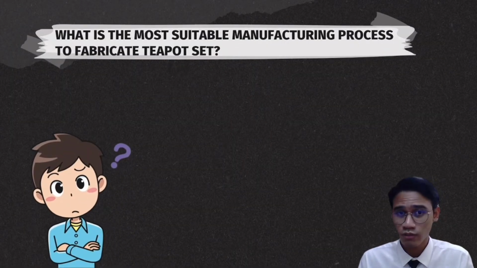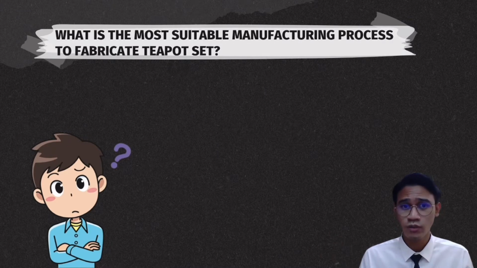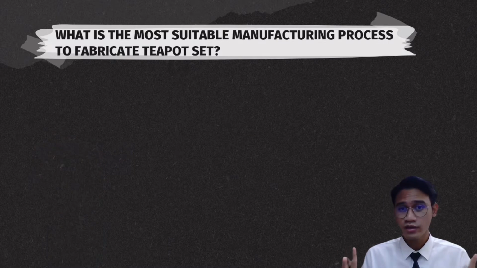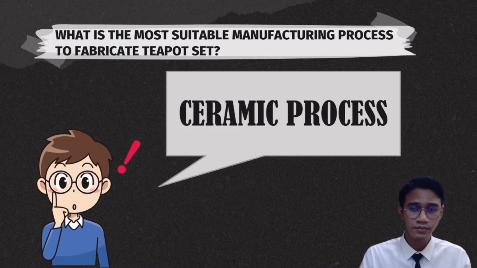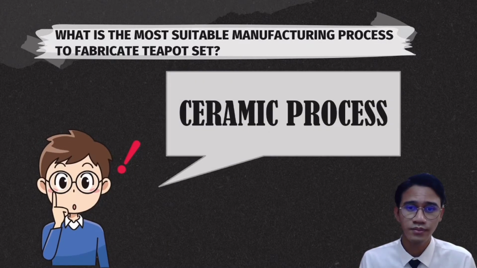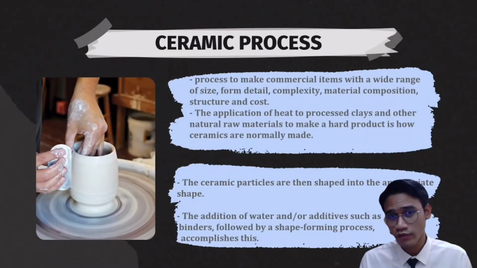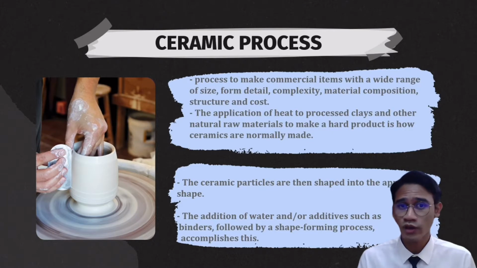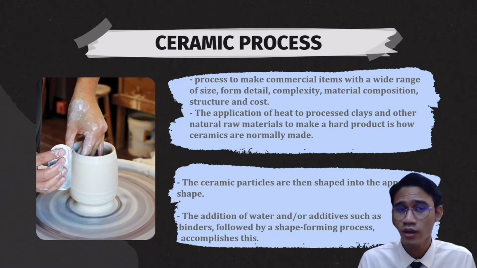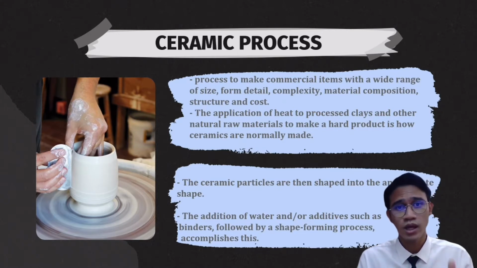First of all, what is the most suitable manufacturing process to fabricate a teapot set? Okay, the answer is ceramic process. What is ceramic process? Ceramic process is used to produce commercial products that vary diverse in size, shape, detail, complexity, and material composition, structure, and cost.